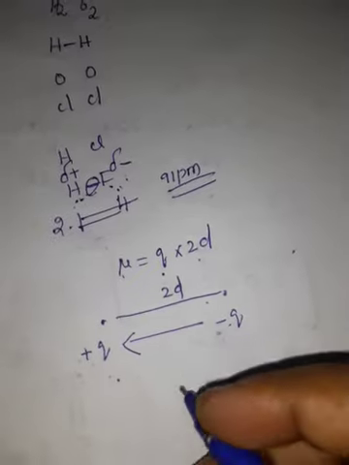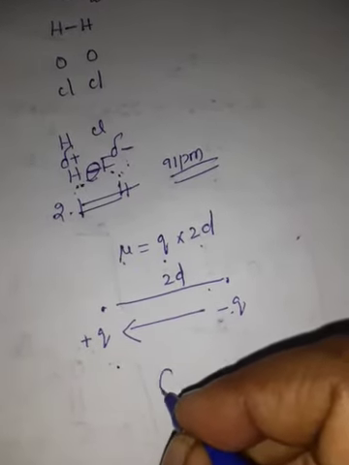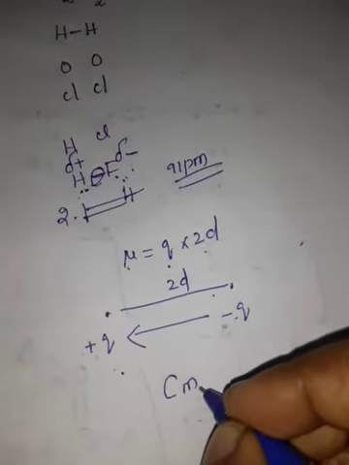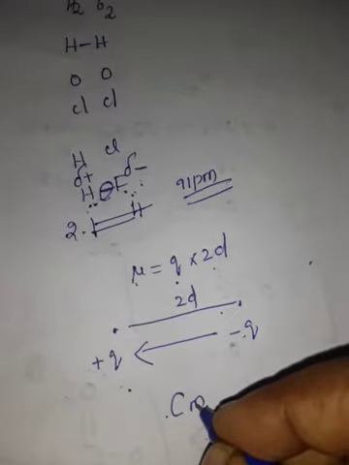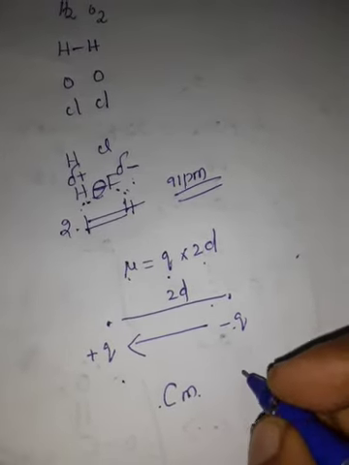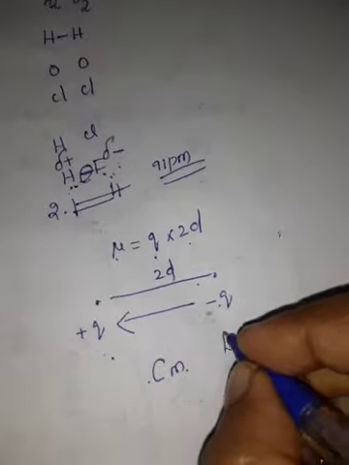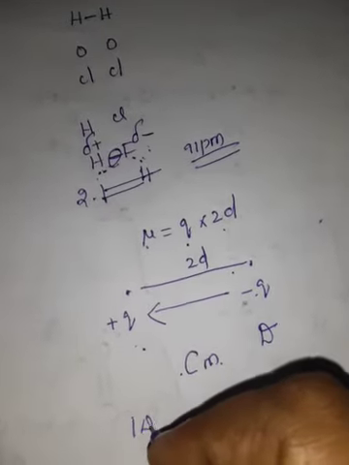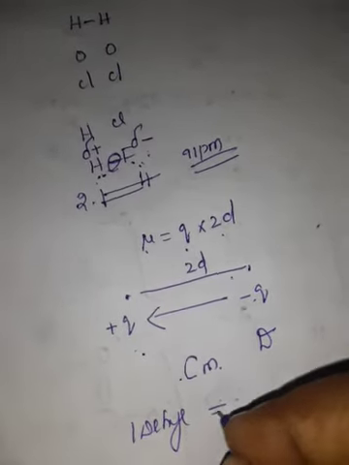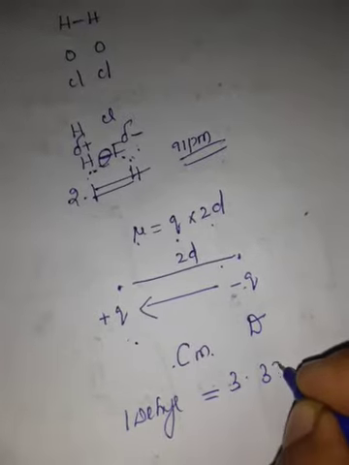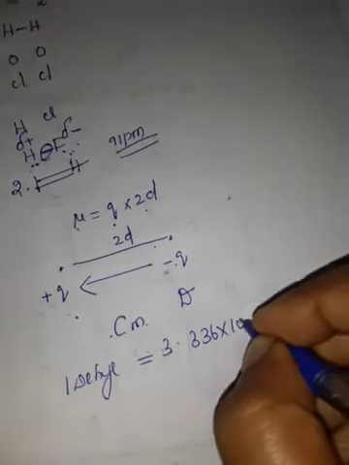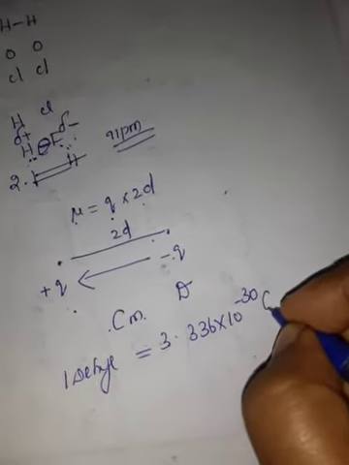The unit for dipole moment is coulomb meter, not centimeter. It is expressed in debye, unit D. So 1 debye is equal to 3.336 into 10 power minus 30 coulomb meter.